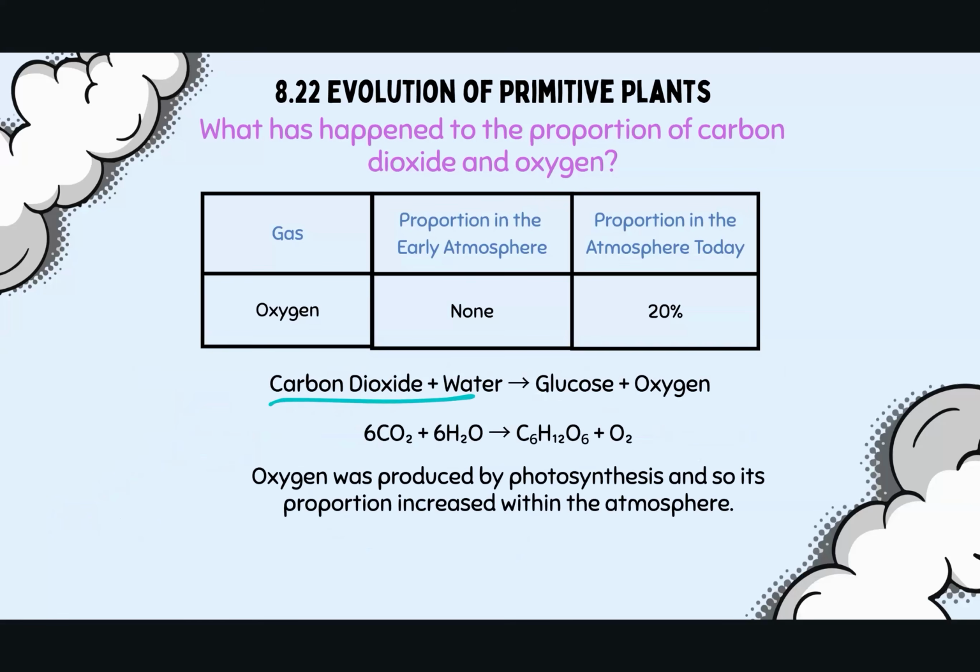So during photosynthesis, carbon dioxide was taken in by the plants, and that created glucose and oxygen. Oxygen was produced by photosynthesis, and so its proportion increased within the atmosphere. There should be a number 6 just here, 6O2.